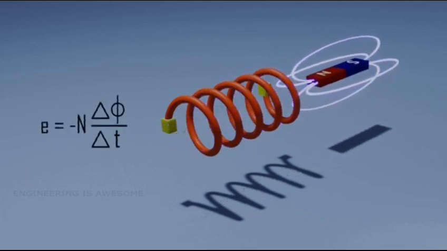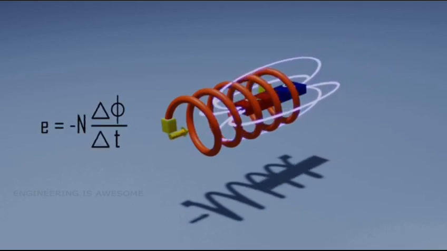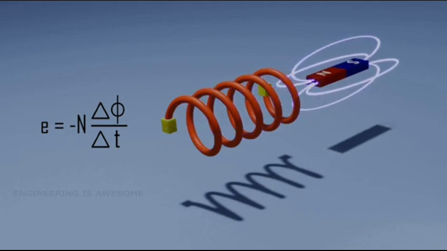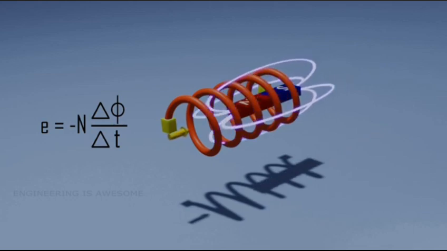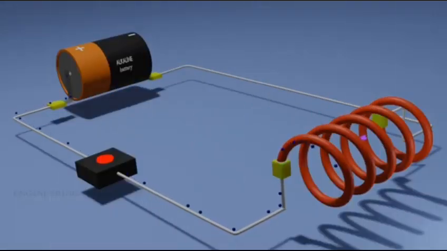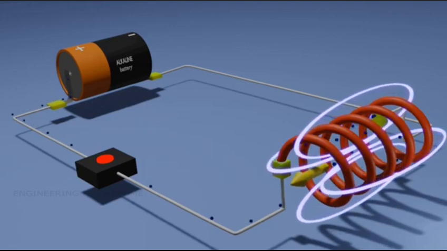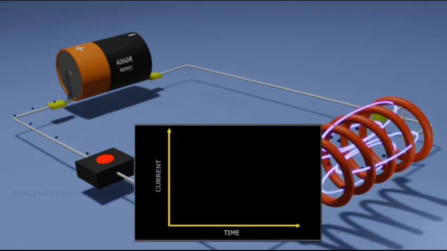Here we can see that the induced EMF is directly proportional to the number of turns of the inductor and the rate of change of flux over a certain period of time, which is given as del phi by del t. The same condition occurs in this circuit, the only difference being the source of the magnetic field. In the circuit, the magnetic field is created by the current flowing through the inductor.